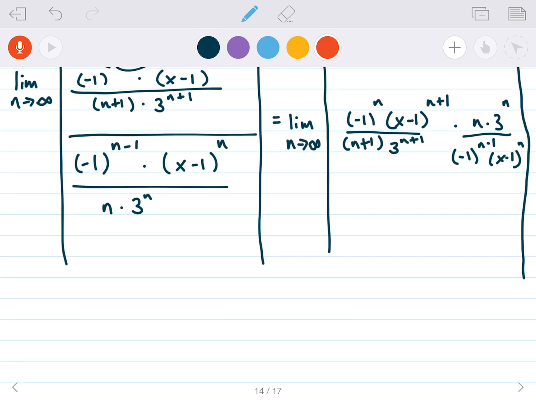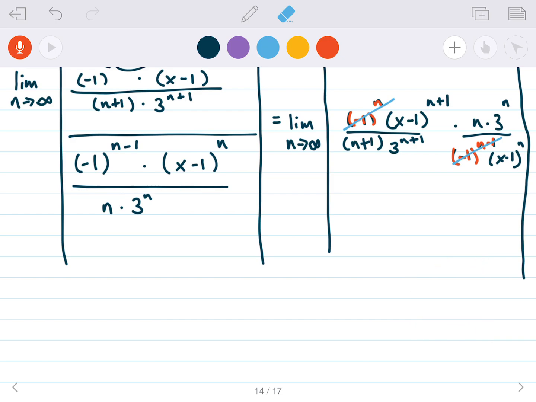Here's something we could do. Negative 1 to the n over negative 1 to the n minus 1 is going to be negative 1 to the n minus n minus 1, which is going to give us negative 1 to the 1, which is negative 1. Now, the absolute value of negative 1 is always going to be 1, so we can pull it out. Now, if we pull out 1, we can pretty much neglect it because it's multiplication by 1. So what I'm going to do is just get rid of those, okay? That cleans it up a little bit.